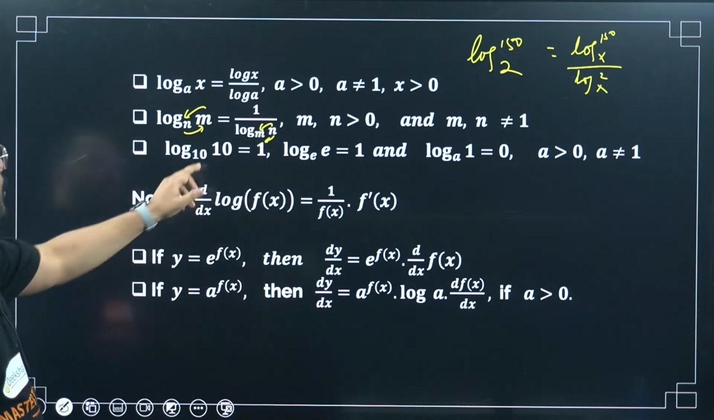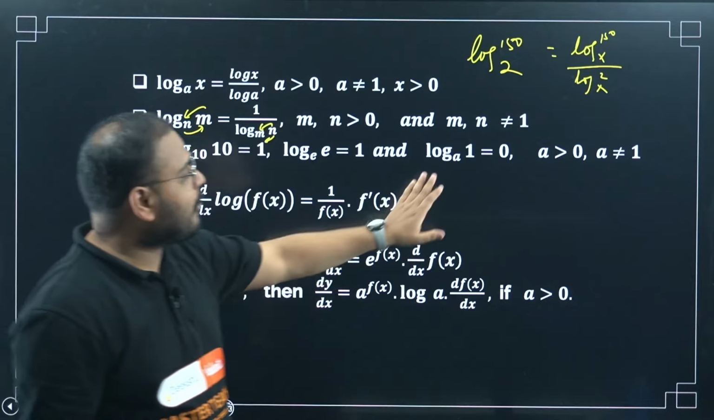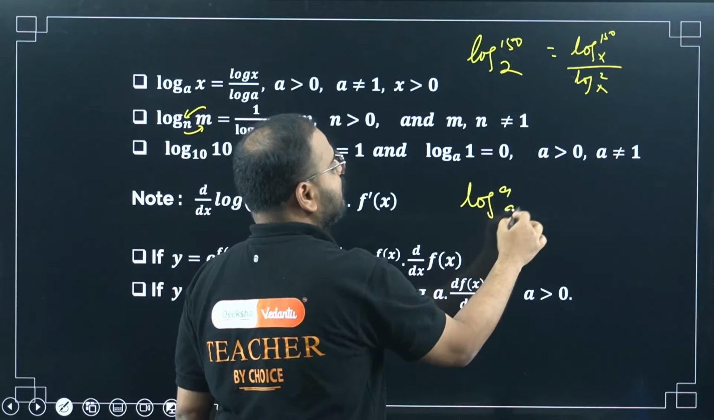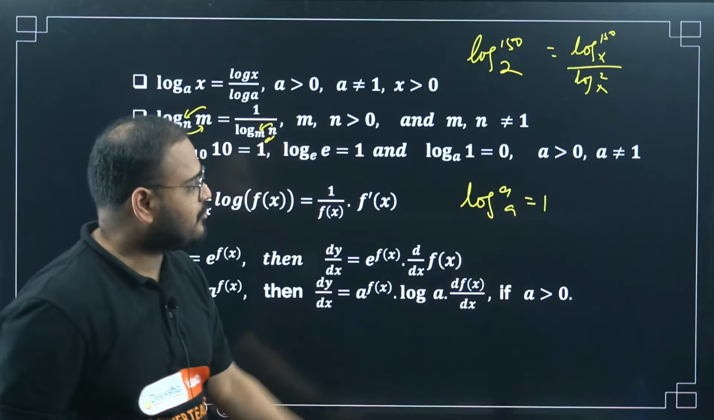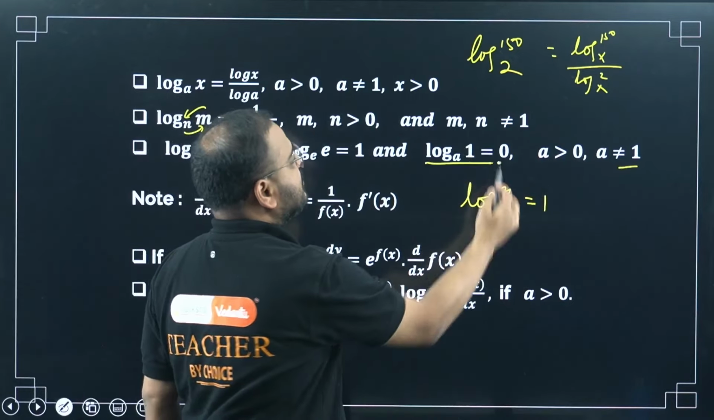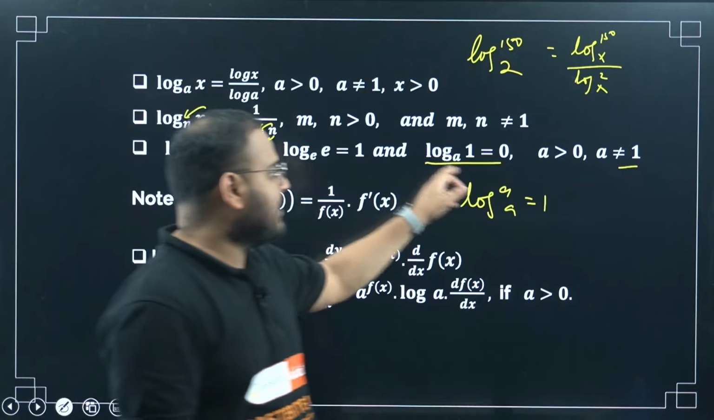Next, log of 10 to the base 10 is 1. Log of e to the base e is 1. Log of any value to itself, so log of a to the base a is always 1. Again, a should not be equal to 1. Log of 1 is 0. This we just discussed. Log operating on 1 with any base is equal to 0, provided the base is not 1.